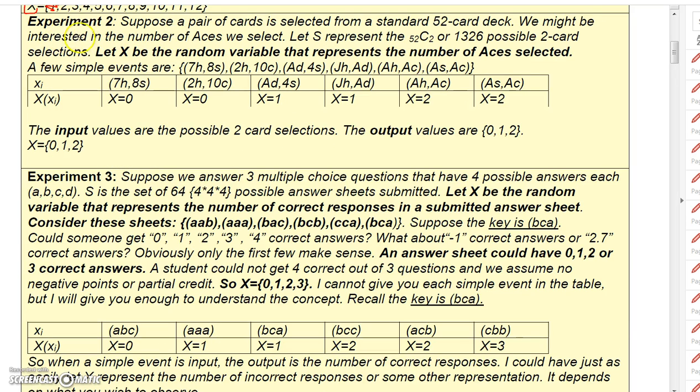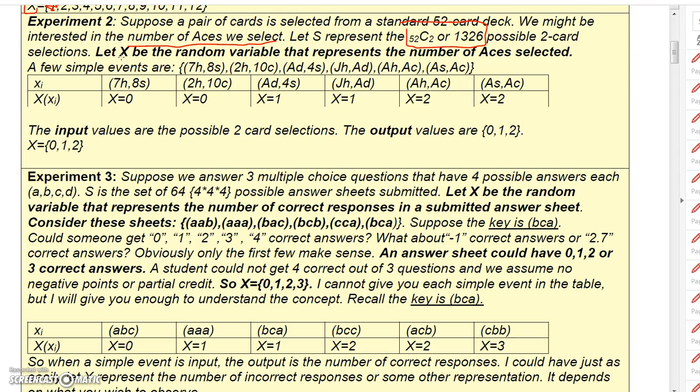Okay, let's look at another experiment. Suppose a pair of cards are selected from a standard 52 card deck. We might be interested in the number of aces we select. So if that's what we're interested in, then we're going to let the random variable represent that. Now, S is going to be the set of 52 choose 2 or 1,326 possible 2-card hands, which we won't need for now, but let's talk about the random variable.